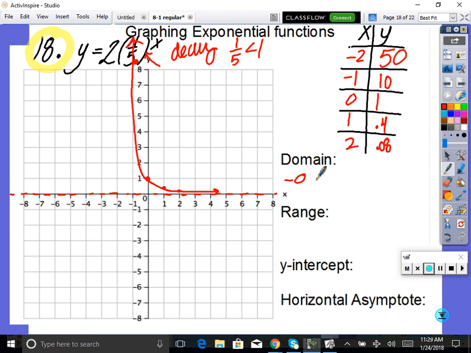Domain is -infinity to infinity. Range is 0 to infinity. On these ones that are not shifted, because next time we'll shift them, our y-intercept is when x equals 0, which is 2. 1/5 to the 0 is 1, so 2 would be what's left. And then our horizontal asymptote is at y equals 0.